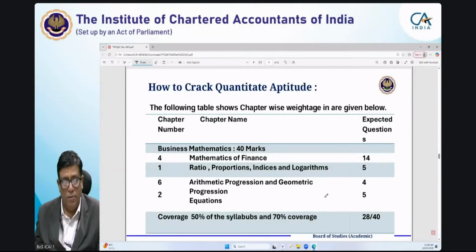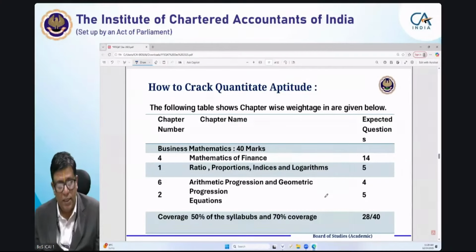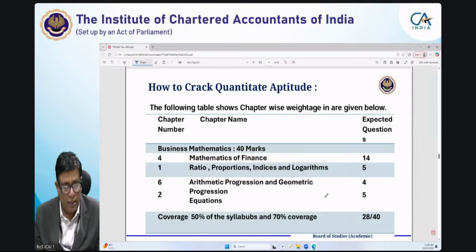Now I'm moving to the very important slides, which show chapter wise how much weightage is given from the examination point of view. That kind of discussion will be coming here.